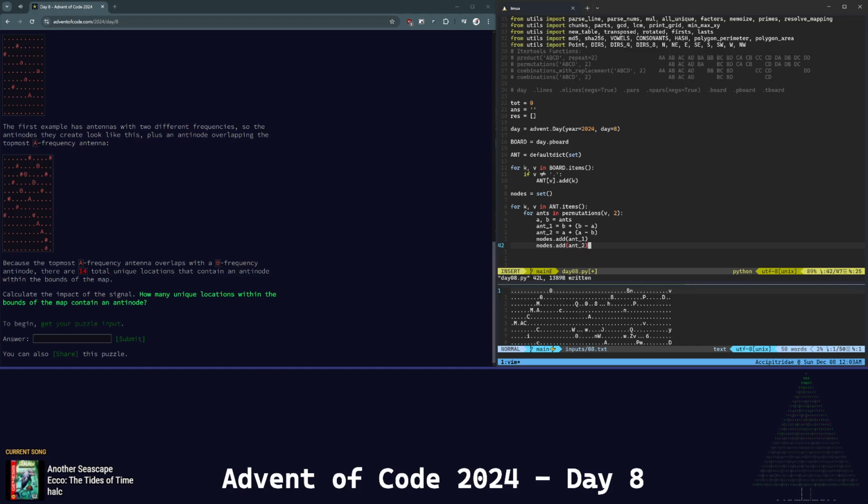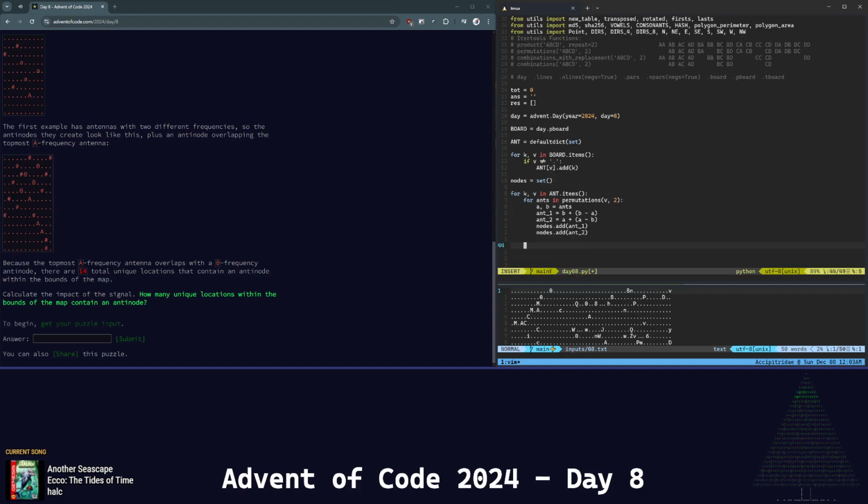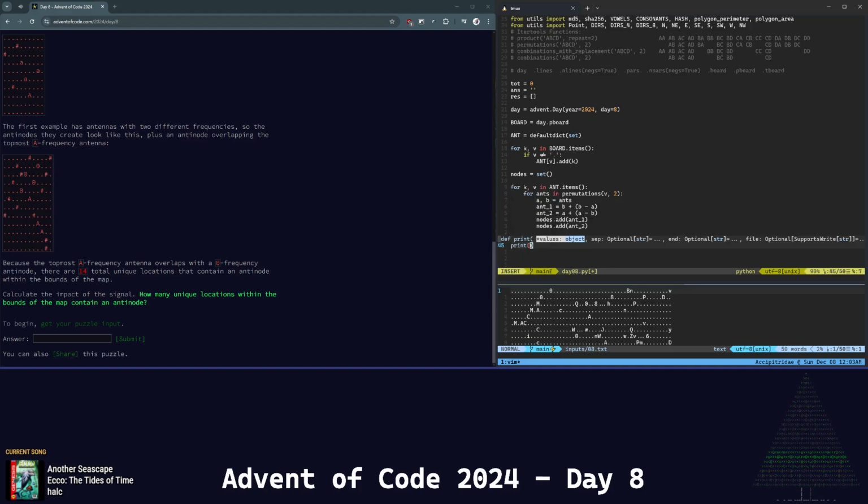Velocity with the 0, the antenna was in the bounds of the map. We should do nodes. Interest has to be with a board.